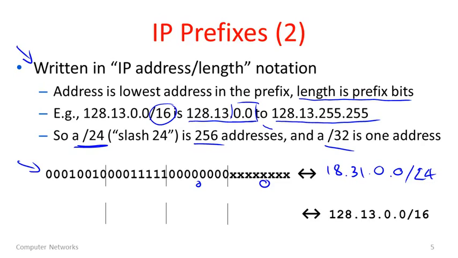Let's do another one. This other prefix that I talked about above, 128.13.0.0/16. Well, we said that the first 16 bits are fixed, the last 16 bits are free, so I'm going to write X's for them. We sort of fill them in as zeros just to write the lowest address in the prefix. Above that, I have 13. I want to write that as binary.